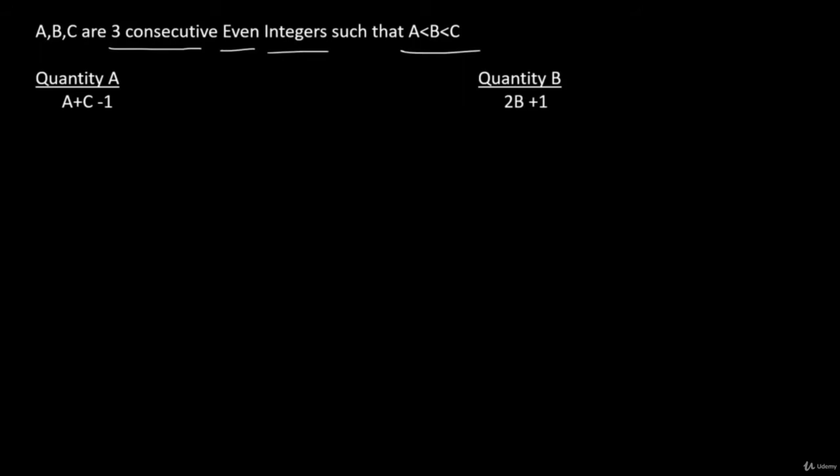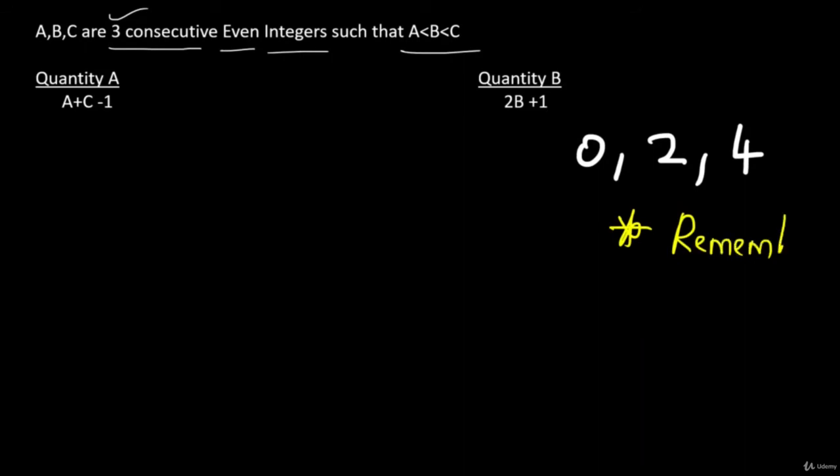Alright, we are back. I hope you have given it a try. Let's do it together. Let's start by plugging in some numbers. Let's take three consecutive even integers. I can take 0, 2 and 4, right? These are consecutive even integers. Remember, 0 is even, because 2 into 0 is equal to 0.